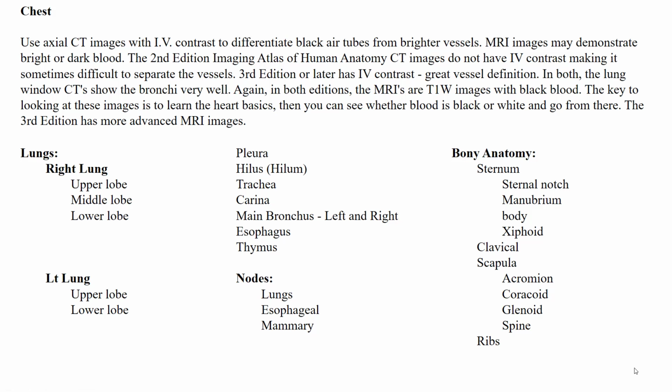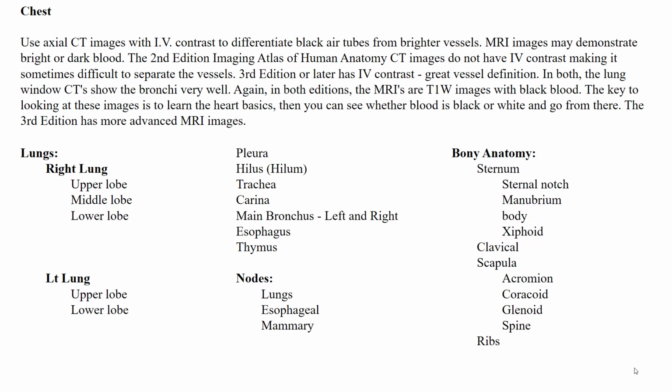We're going to cover the chest in this lecture. Generally, when you look at the chest, using the axial CT images with IV contrast will give you the best differentiation between the vessels and other structures that do not enhance, such as nodes and the esophagus and that sort of thing. You'll also be able to differentiate the air in the trachea and into the bronchi.